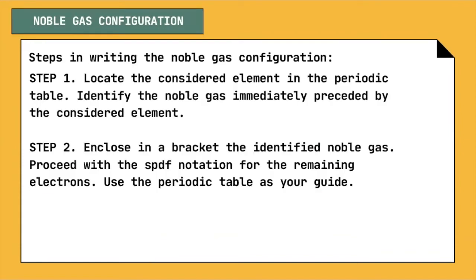To be thorough in the steps in writing the noble gas configuration: first step, locate the considered element in the periodic table, then identify the noble gas immediately preceding the considered element. The second step would be to enclose the identified noble gas in a bracket, then proceed with the SPDF notation for the remaining electrons. Use the periodic table as your guide.